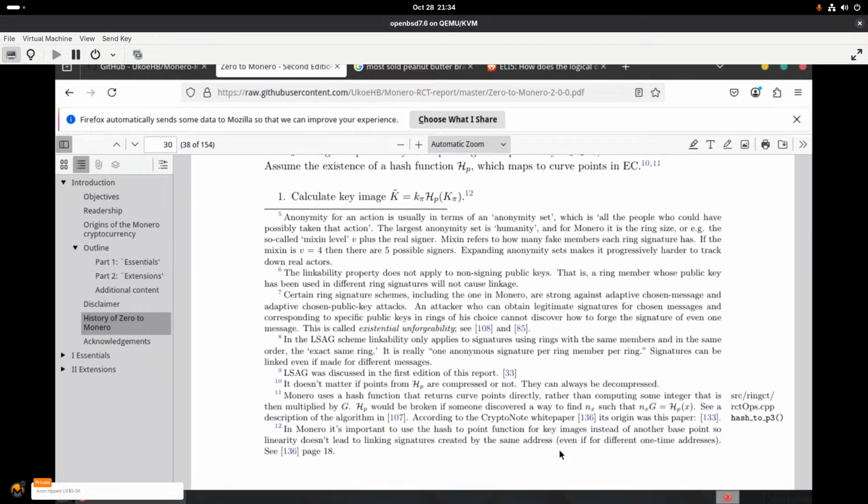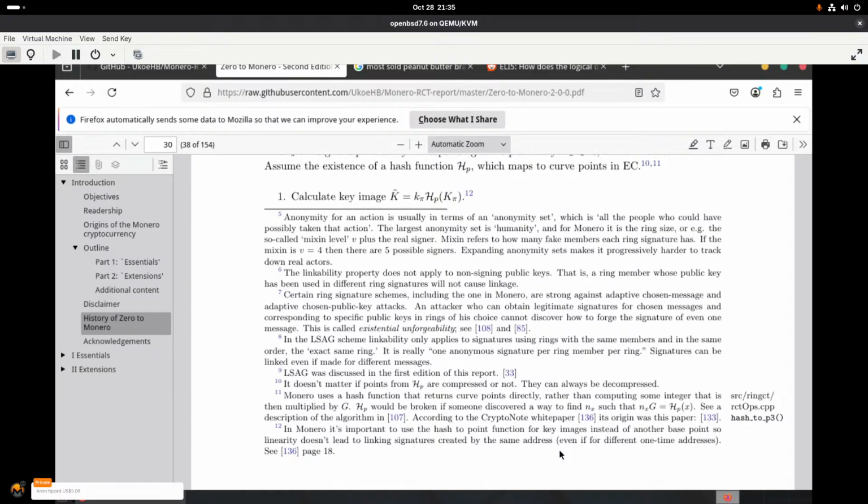Anonymity for an action is usually in terms of anonymity set, which is all the people who could have possibly taken that action. The largest anonymity set is humanity, and for Monero it is the ring size, or the so-called mix-in level, v plus the real signer. Mix-in refers to how many fake members each ring signature has. If the mix-in is v equals 4, then there are 5 possible signers. Expanding anonymity sets makes it progressively harder to track down the real actors.